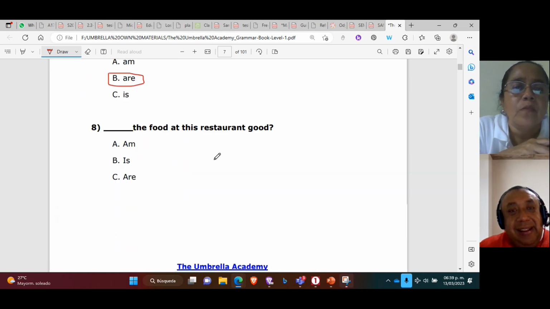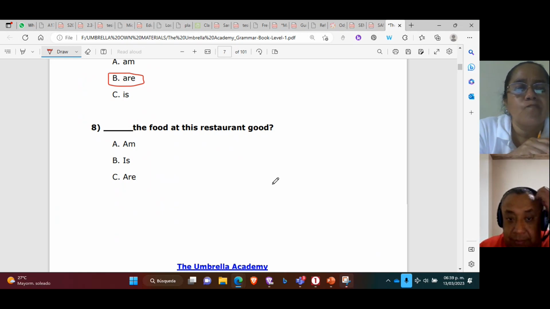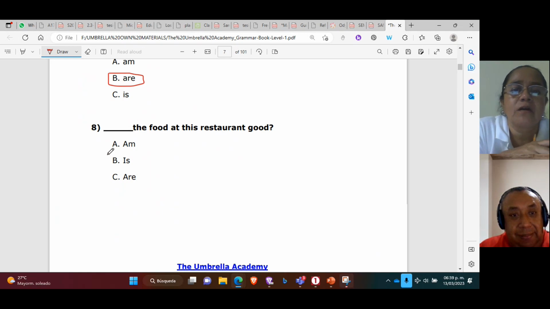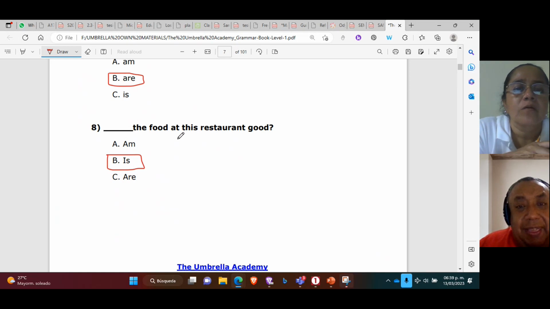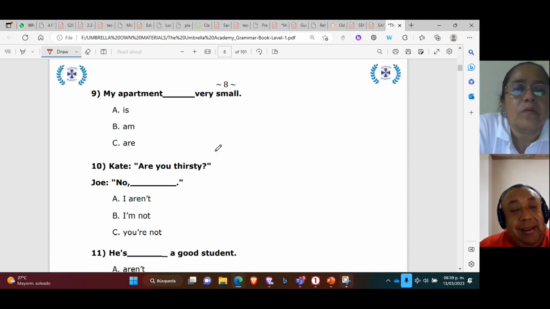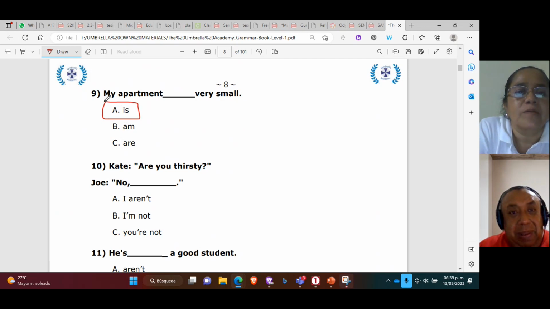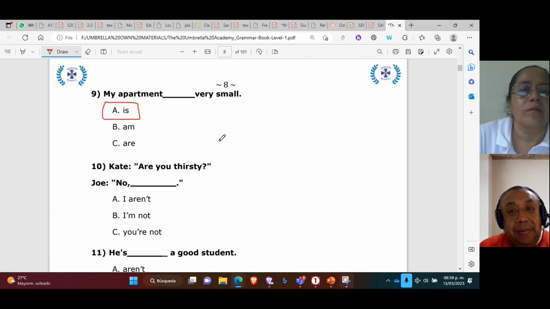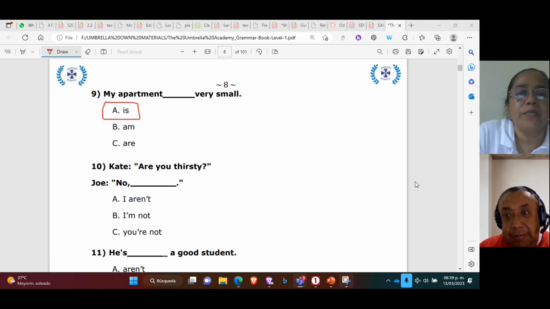Bien, Mari, muy bien. The food at the restaurant good? Is the food. Bien, repetimos. Is the food at this restaurant good? Bien, Mari, muy bien. My apartment very small. Is very small. Exactamente, Mari, bien. Repetimos. My apartment is very small.